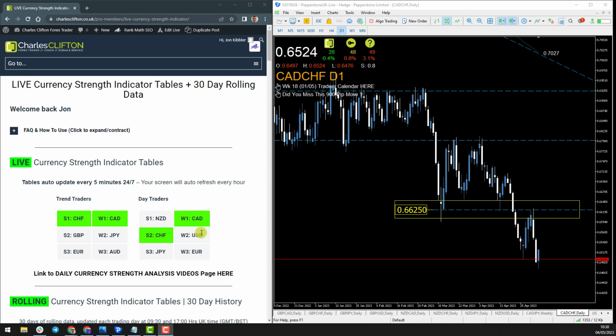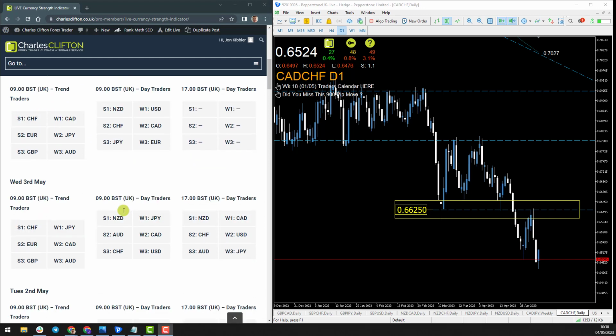So you can see here on the currency strength indicator tables, CAD Swiss is the only highlighted currency pair at the moment, meaning that that potential market could continue lower. What we then do is bring in the technical side of that. Where is price at the time of the signal, and what can we do with that information?